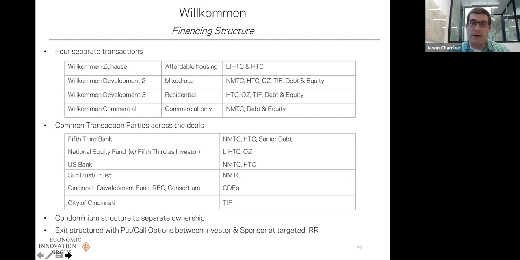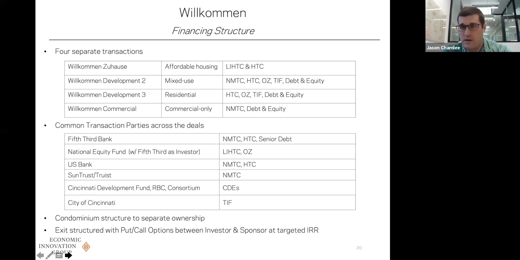National Equity Fund were the syndicator for the affordable housing tax credits and for the opportunity zone equity. However, and it wasn't by accident, Fifth Third Bank was their underlying investor for both of those cases. So even though they were running the transaction, Fifth Third was behind it, and we were able to, behind the scenes with different parties, iron out some things in different parts and pieces of the transaction. U.S. Bank was also part of this transaction. So we split the new markets. We had two different investors. So they bought new markets as well, and they also bought historic tax credits on Welcome In 2, whereas Fifth Third bought them on Welcome In 3 and Welcome In Zoo House.